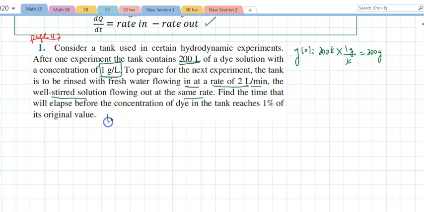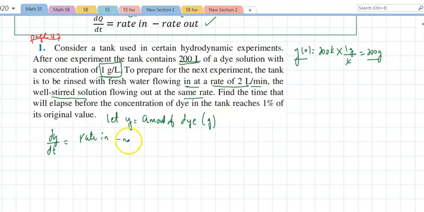So if I let Y equal the amount of dye, basically the grams of dye in the mixture, Y sub 0 I already got to be 200 grams. That's what I started with. And dY/dt, the rate of change of the amount in the mixture at any given time, is the rate in minus the rate out. So this is a bit different. Here we go. So dY/dt, and let's see how this works.